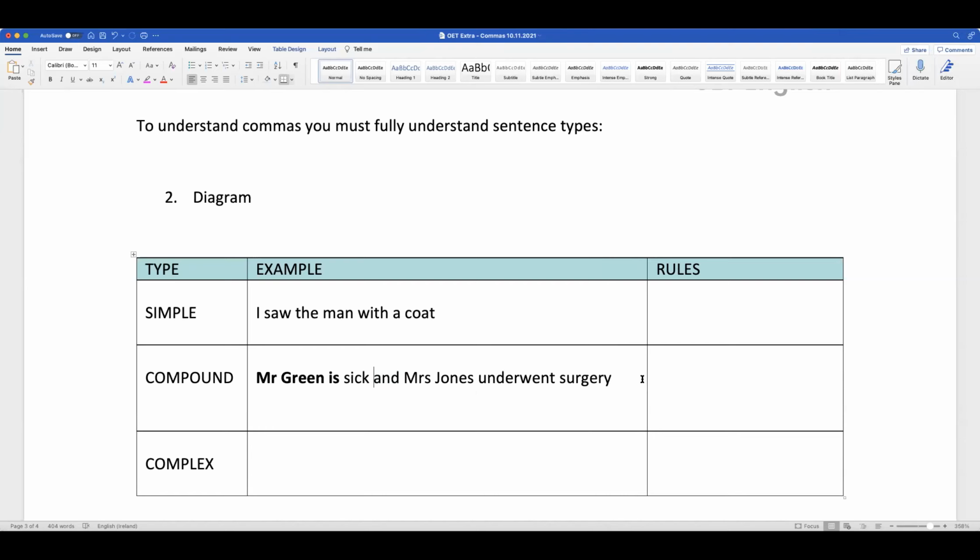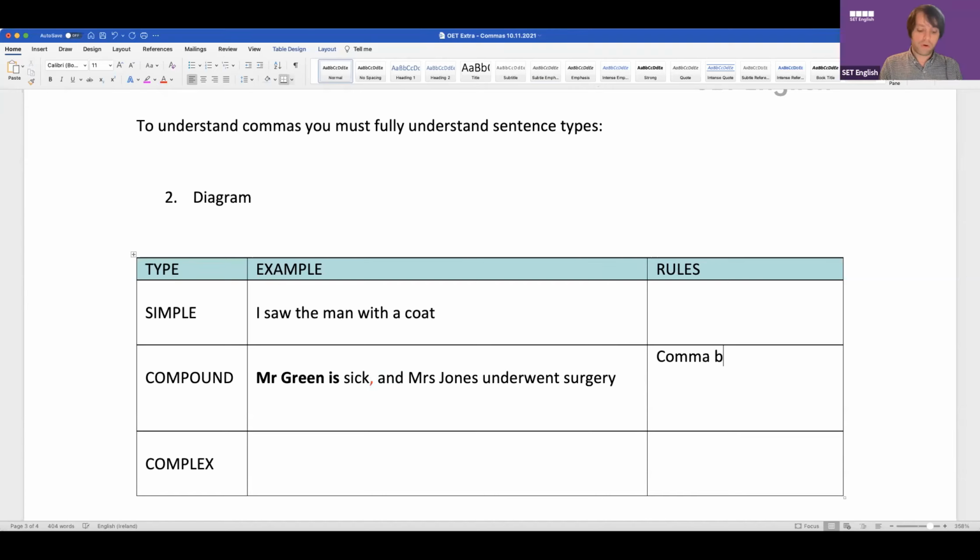Always before the conjunction. That's the rule. So comma before conjunction. Okay, so if I don't put a comma here, is that correct?